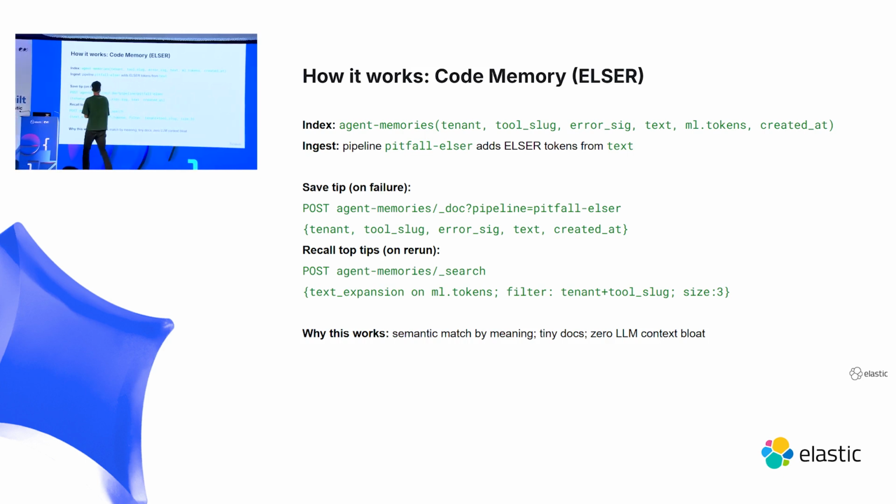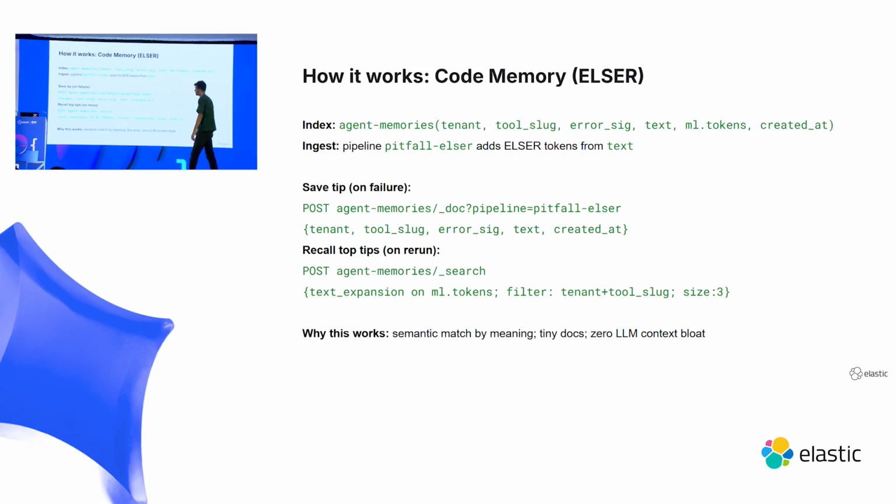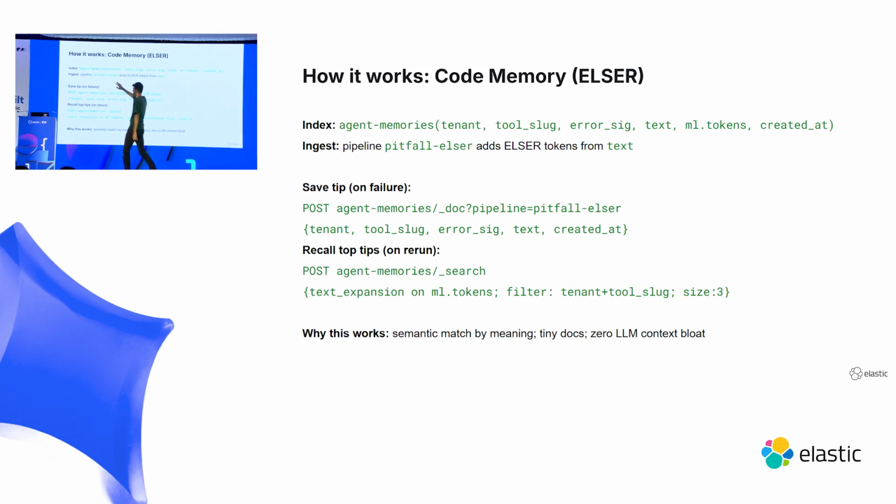I have one index called agent memories. It has these different types of parameters. The most important parameters here are text and ml.tokens. Right now I'm using a previous, older syntax. I'll also tell you what the new syntax looks like. But what happens here is I have one index called agent memories, and whenever I want to store some important value, I just call the /doc and I give it a pipeline.